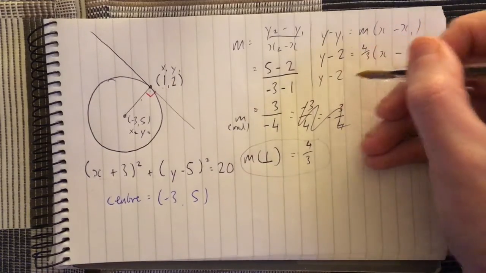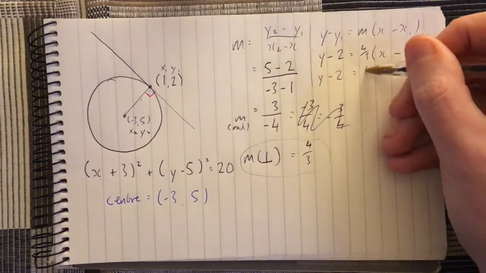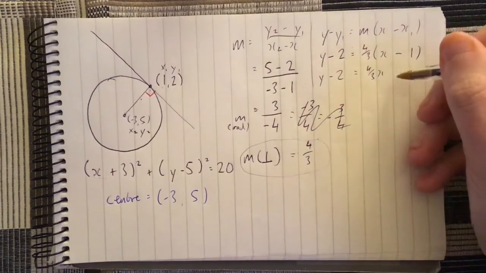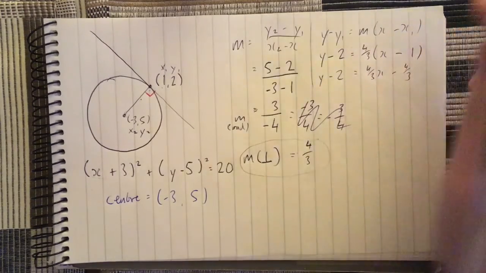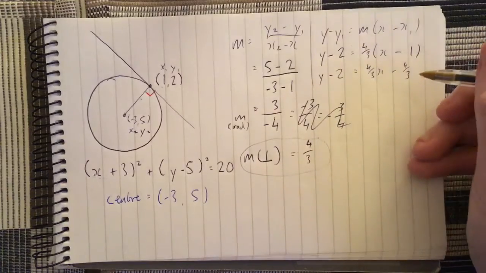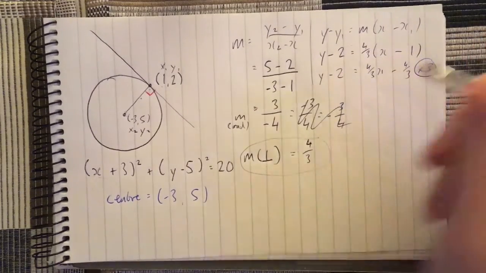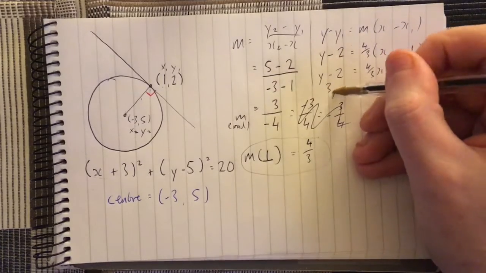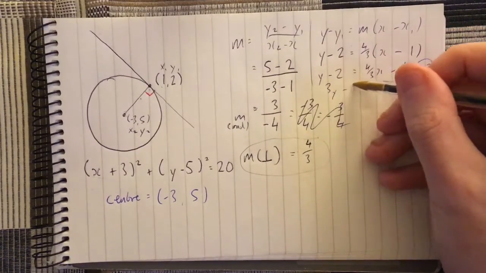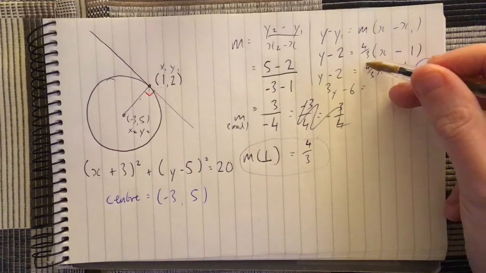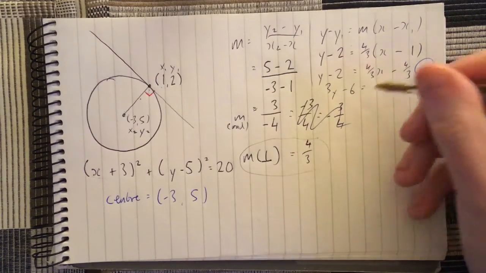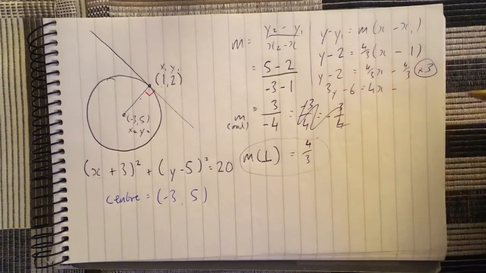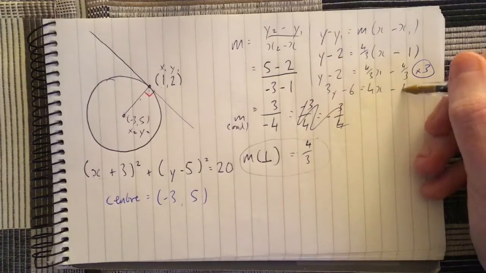But just y minus 2 equals 4 over 3 by x is 4 over 3x. 4 over 3 by minus 1 is 4 over 3. If you want to get rid of any fractions now, I would multiply everything across by 3. So y by 3 is 3y. Minus 2 by 3 is minus 6. On the other side, 4 over 3 by 3 is 4. So that's 4x minus 4 over 3 by 3 is just 4.